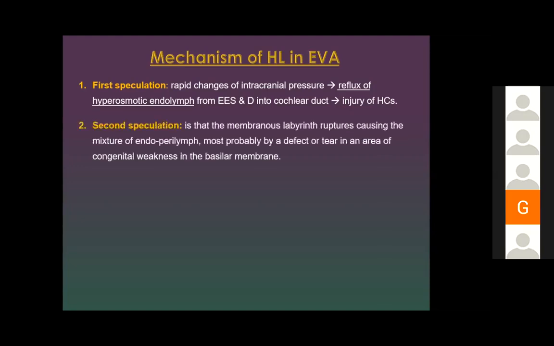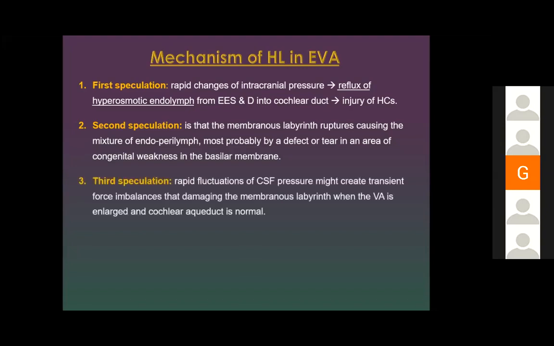Second speculation: as mentioned, pendrin is present in non-sensory epithelium all over the system. So it is present in the cochlea, vestibule, and endolymphatic sac. Its mutation in different parts of this system makes the membranous labyrinth fragile, causing rupture or tears in the membranous labyrinth, causing mixture of endolymph and perilymph, which is harmful to hair cells. The third speculation mentioned is that CSF pressure change is transmitted directly through the wide canal to hair cells.